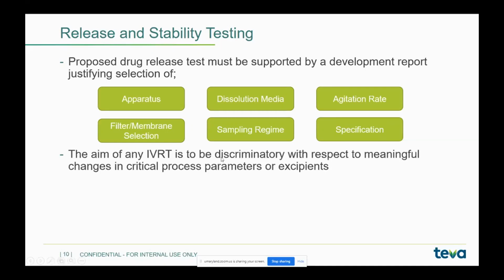But as has been mentioned, and the word that keeps coming up, the aim of the release test is to be discriminatory with respect to meaningful changes in critical process parameters or excipients. This is really important for the method to fulfill its role in supporting your product development and further through the life cycle. It has to be discriminatory, or you're not making decisions based on the right information.